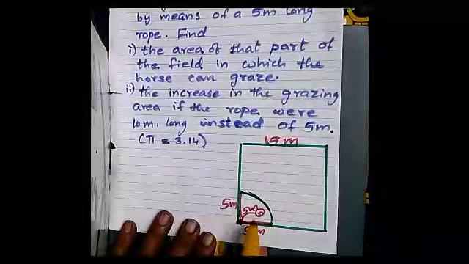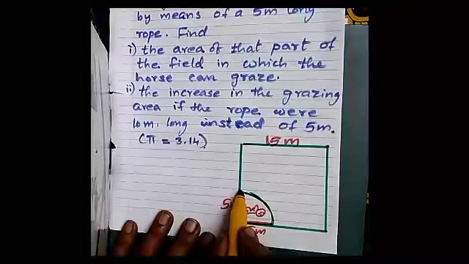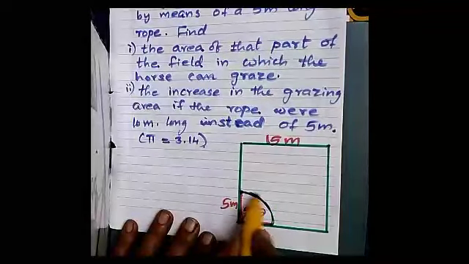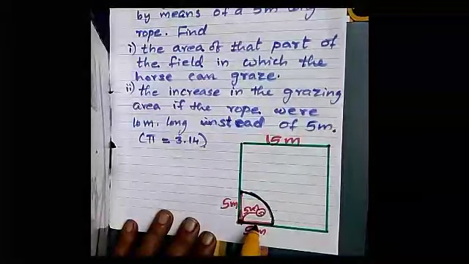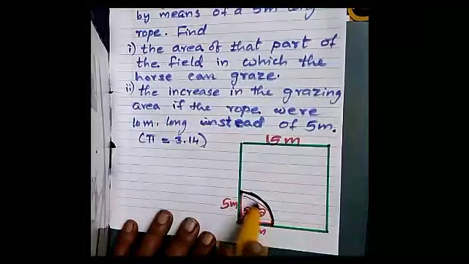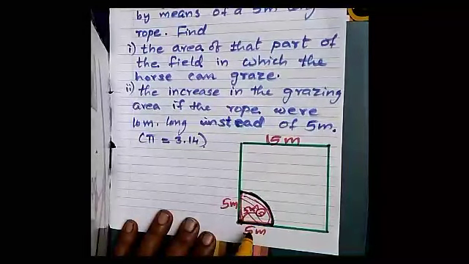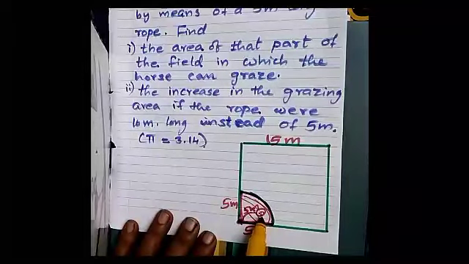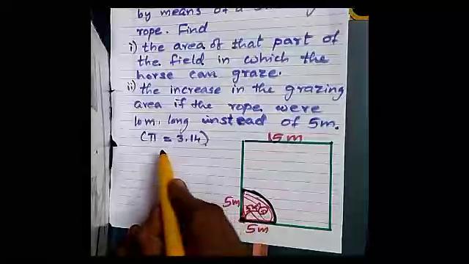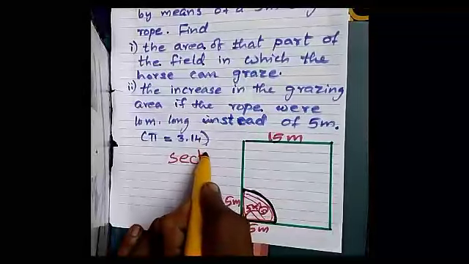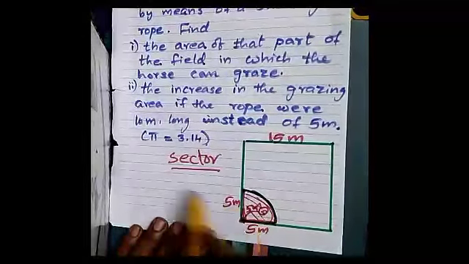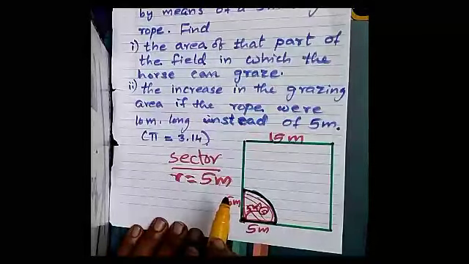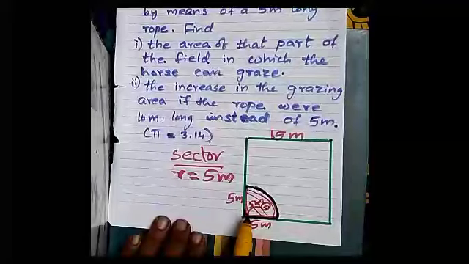Understand? Now, the maximum part of the field the horse can graze is like this. This portion, this corner area only, the horse can graze. What's the shape of this corner? Here you can see the figure. It is a sector. And what's the radius can you say? It is 5 meters. Radius is 5 meters. That is the length of the rope.